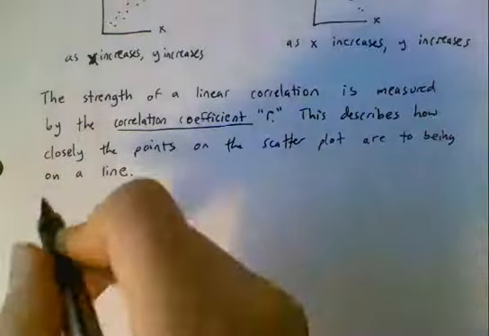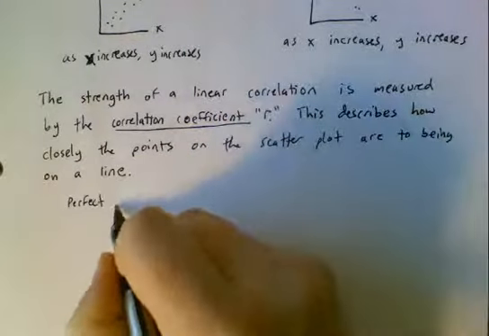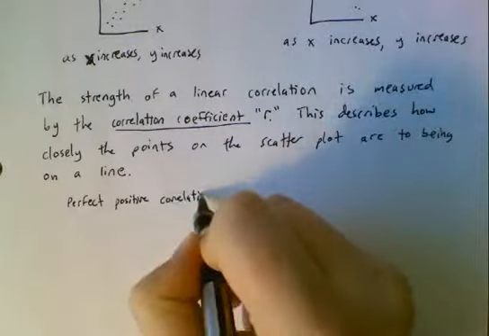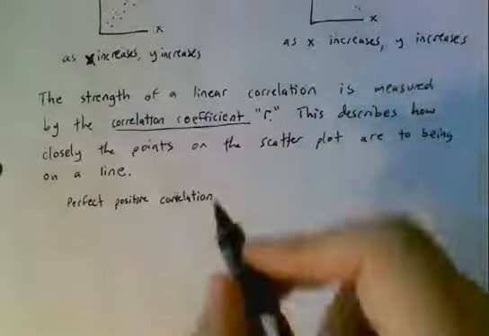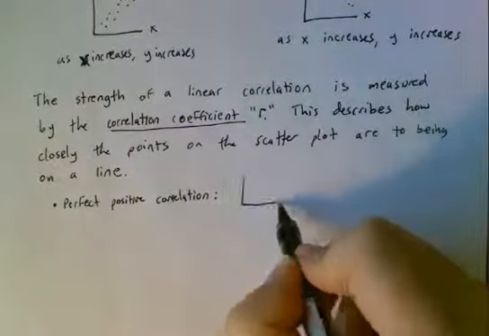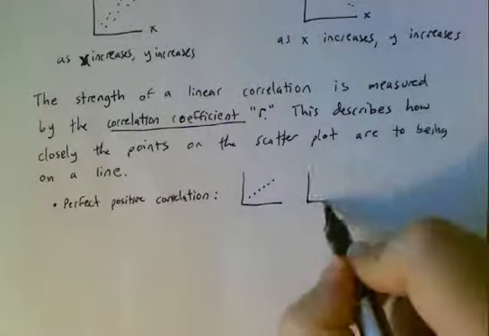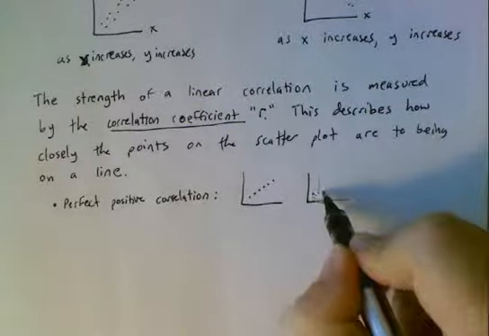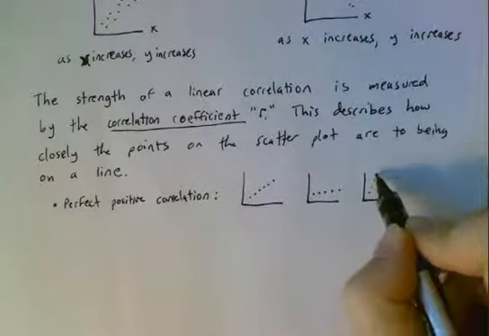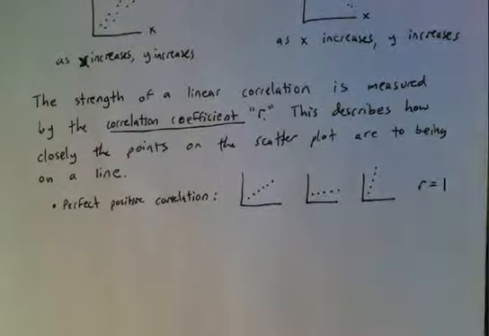So we've got a couple of options for what this can be. We have a perfect positive correlation, and that would be something like this. All the dots are exactly in a line, or as close as I can get to them. And it could be a steep line, it could be a shallow line. But this has an R of 1.